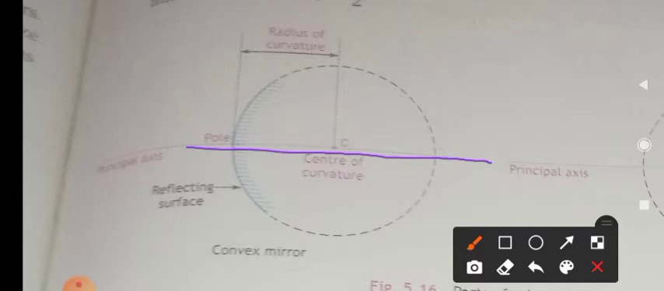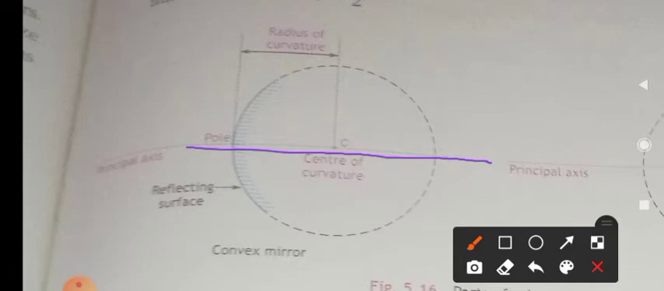This line we call the principal axis. This principal axis can extend in both directions. The point on the principal axis that is midway between the pole and the center of curvature of the mirror is called the focus. So which is the focus?